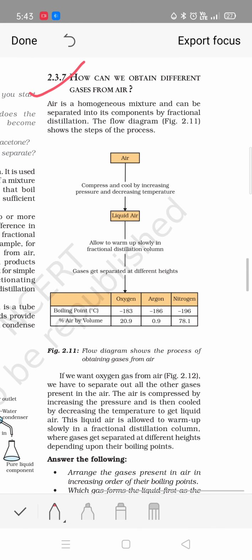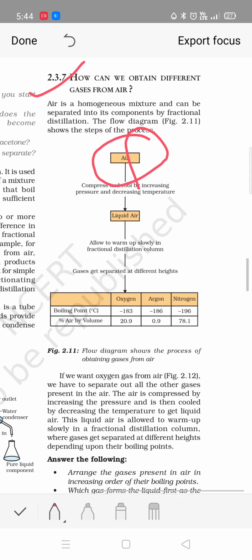The next topic is given here. How can we obtain different gases from the air? All of you know air is a homogeneous mixture and can be separated into its components by fractional distillation only. Here a flow chart is given for the process of fractional distillation to separate the gases from air.